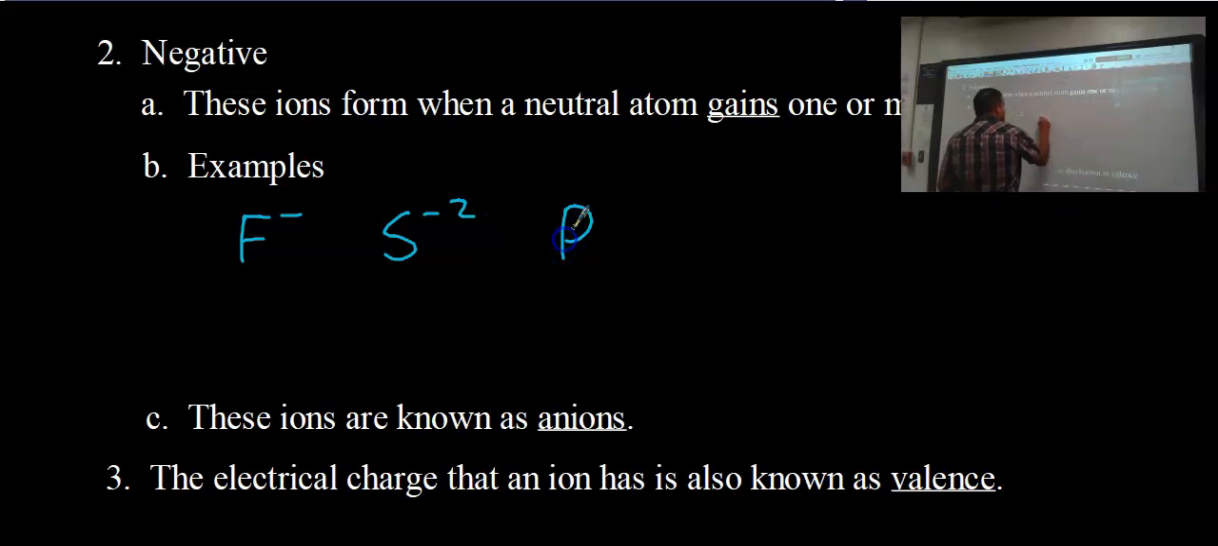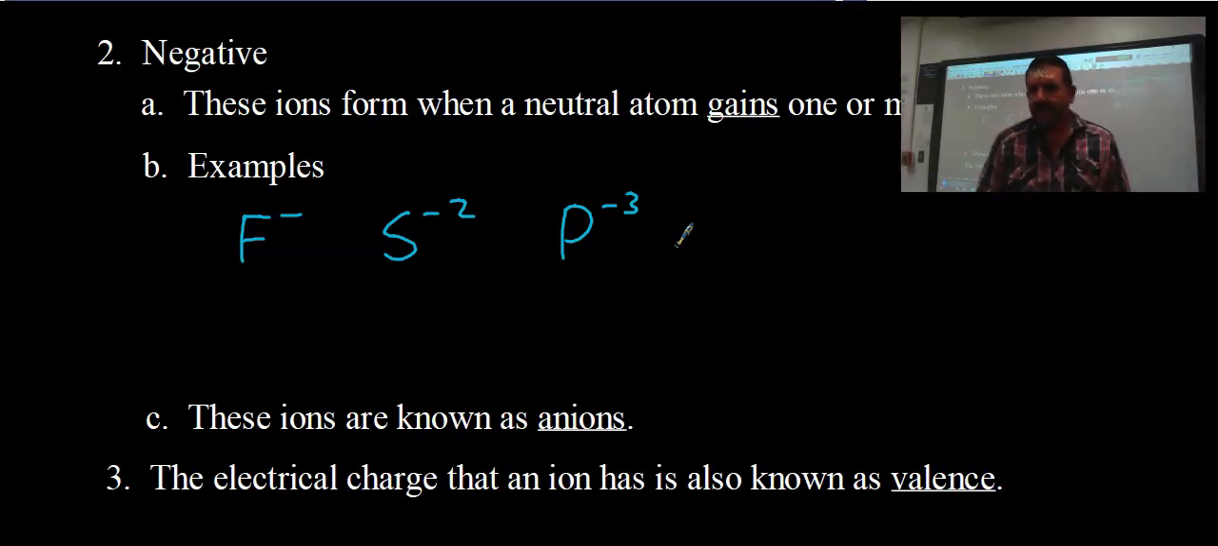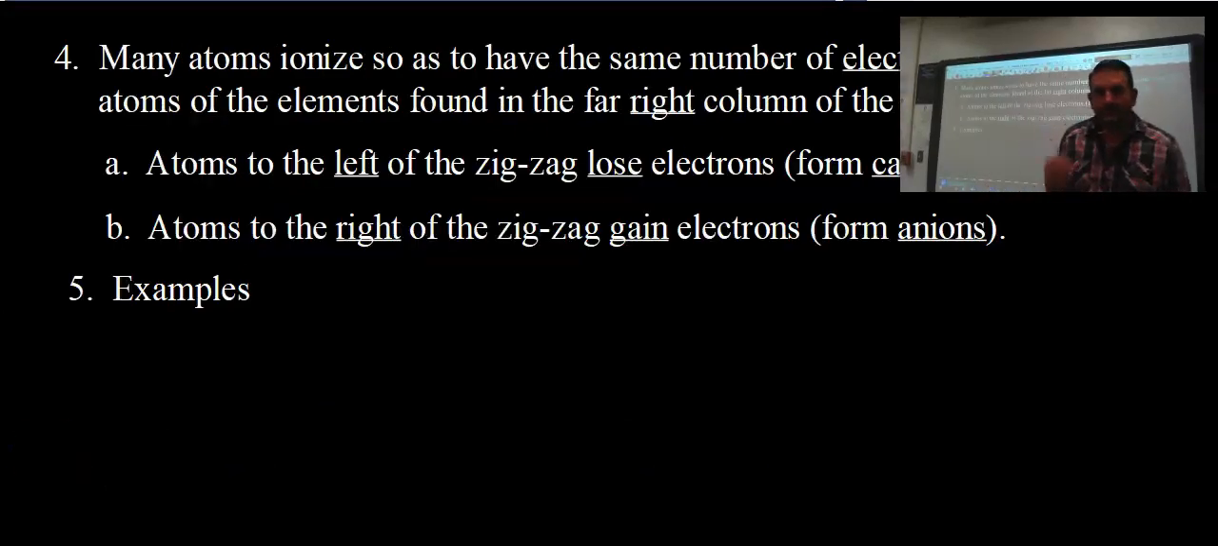Here's another one. Phosphorus forms an ion with a -3 charge. This ion has 15 protons, it's phosphorus, and 3 more electrons than protons, that must be 18 electrons, just like the ion of sulfur. They both have 18 electrons. Usually we'll call this the charge of the ion, but you may see also the word valence, so that's another word for charge.